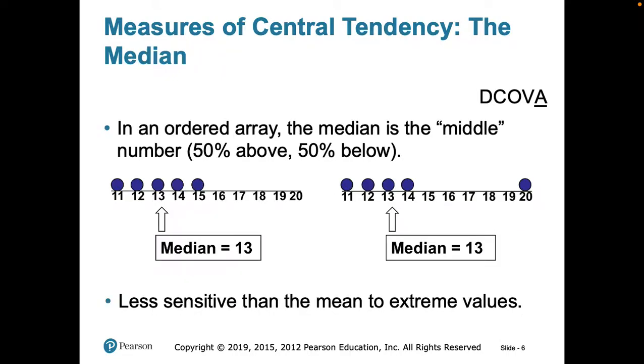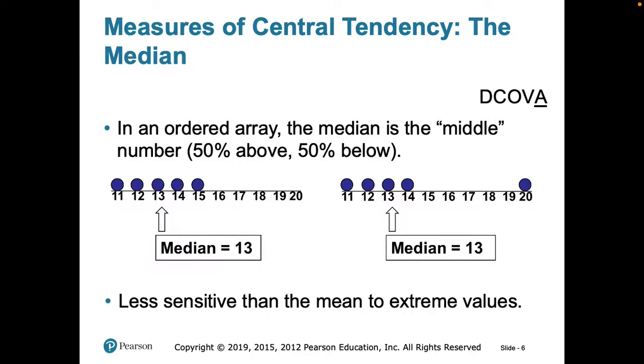So in order of array, you add the values from lowest to highest. The one that is right in the middle, that's the one we call the median. So look at this one here. You have the same data that we had in the past, from 11 to 15. Your median is 13, because that is the value that's right in the middle.